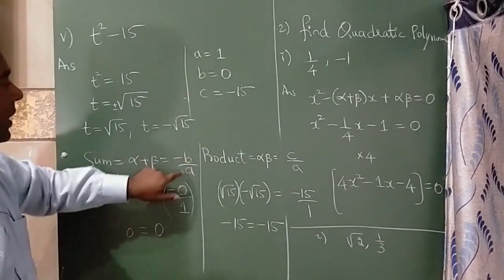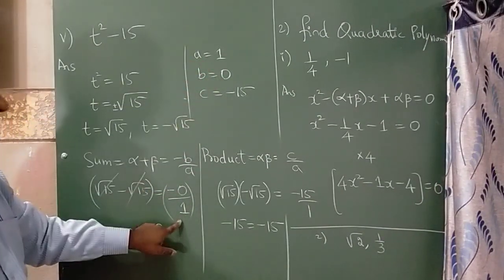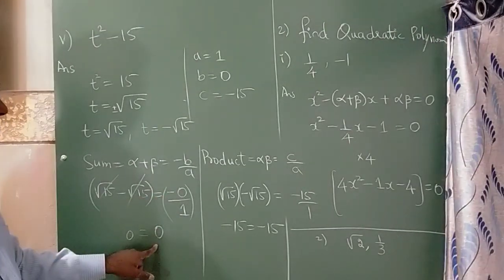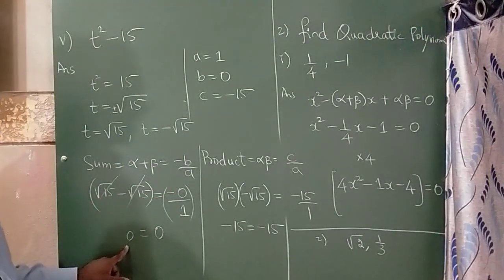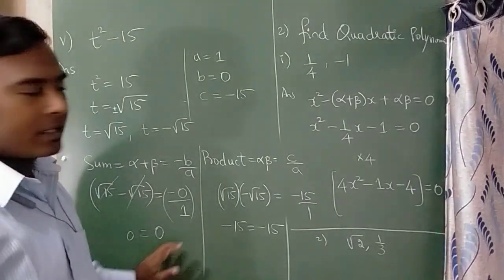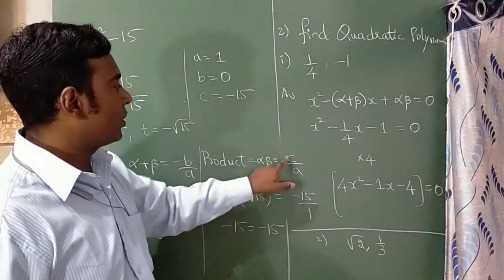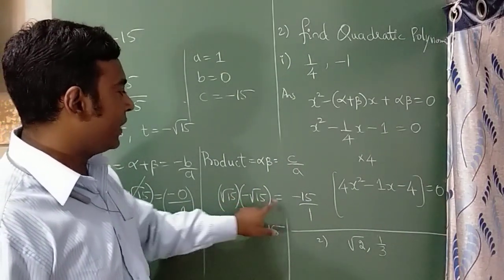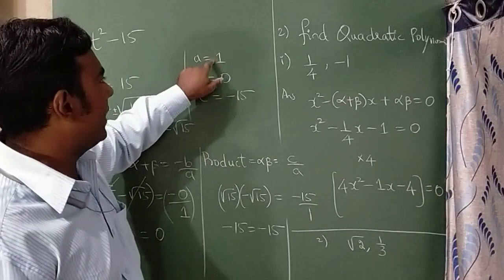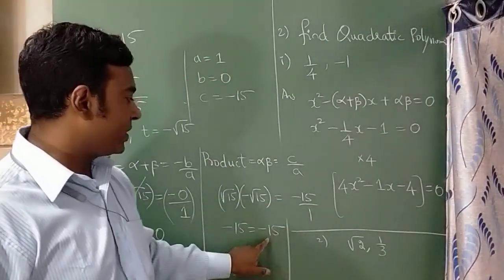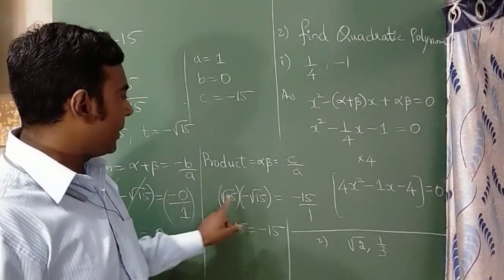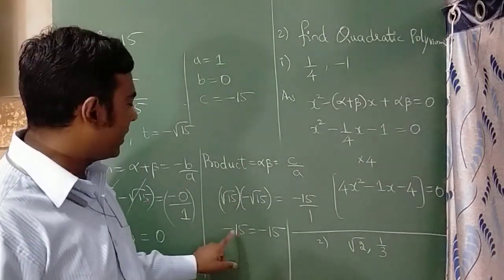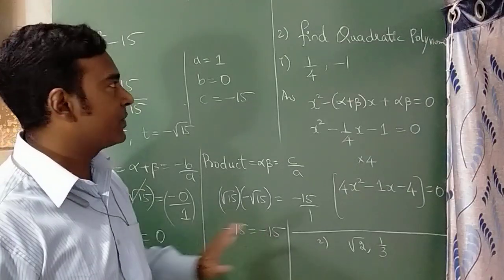Okay, sum: alpha is positive root 15, beta is negative root 15, is equal to minus b by a. B value is 0 here and a value is 1. 0 divided by 1 is 0 and the minus in 0 is also 0 itself. These two get cancelled, so it is 0. LHS is equal to RHS. Now product alpha into beta is equal to C upon A. Alpha is root 15, beta is minus root 15 and C is minus 15, A value is 1. Minus 15 upon 1 is minus 15. When we are multiplying the same number of roots, we will get that same number. So minus 15 is equal to minus 15.